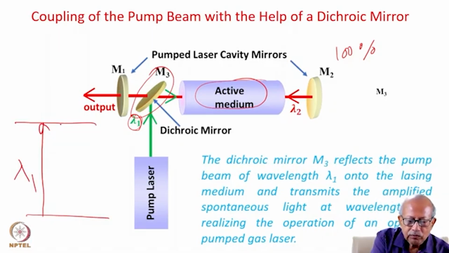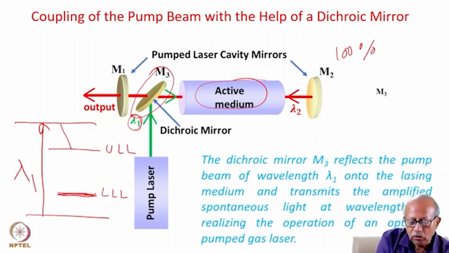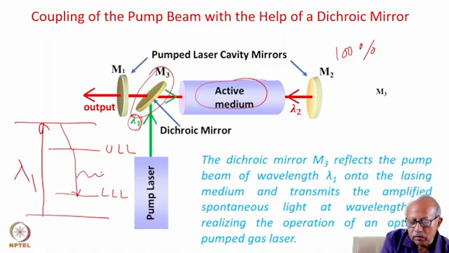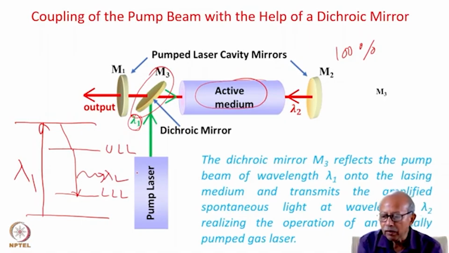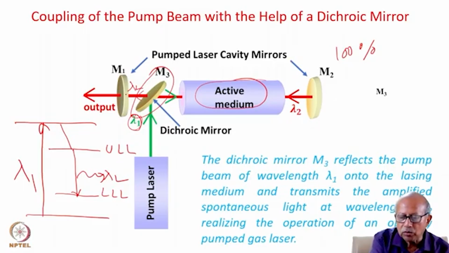And then they quickly appear at the upper level, and this is the lower level. Lower level because it is a 4-level system. So the lower level is initially practically empty. So you are taking population inversion, and so lasing would occur at wavelength lambda 2. As lambda 2 starts oscillating, it will pass through. This is lambda 2 because this mirror reflects lambda 1 and transmits lambda 2.